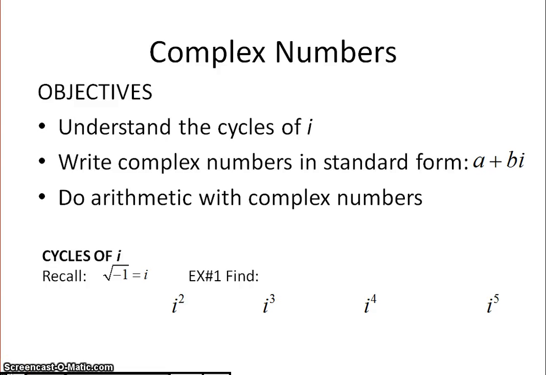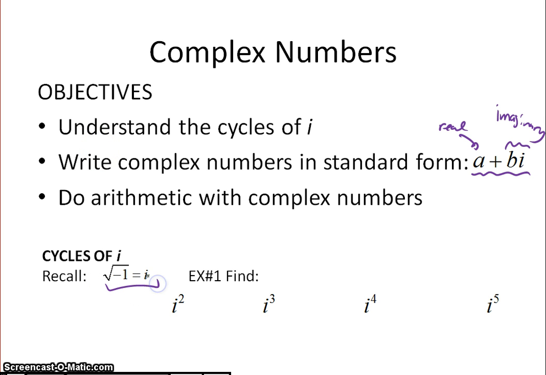Okay, class, tonight we're going to do a quick review of complex numbers. So we're going to talk about the cycles of i, and we're going to write a complex number in standard form, which is a plus bi, where a is the real part, and then bi would be the imaginary part. Imaginary because it has the i. And then we're going to do some arithmetic with complex numbers.